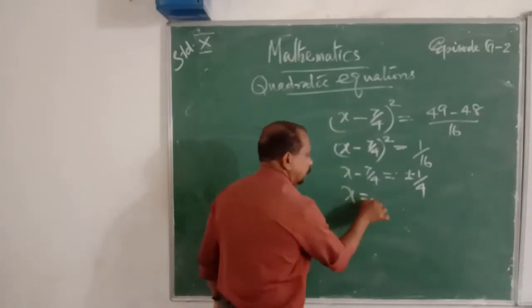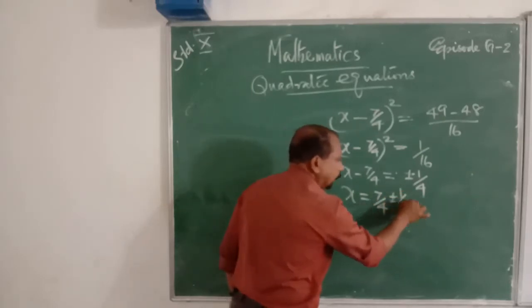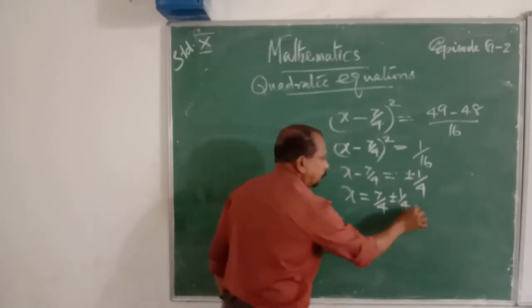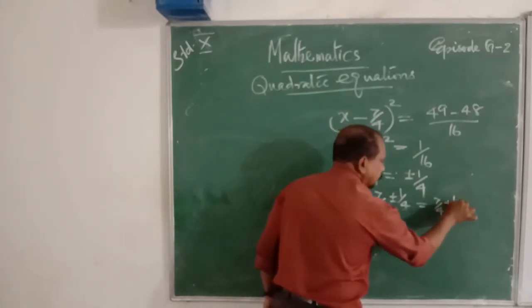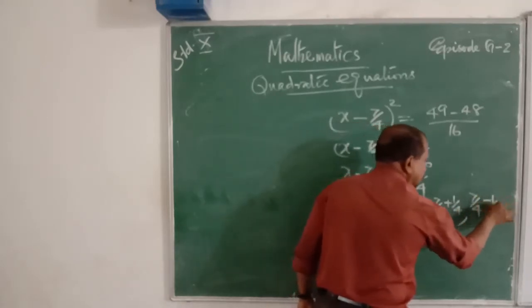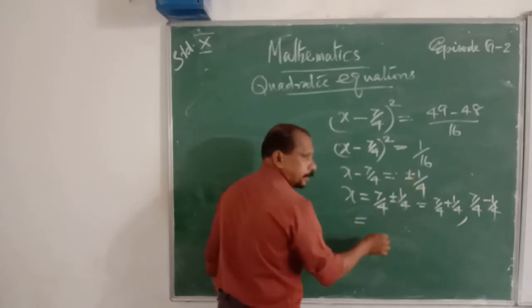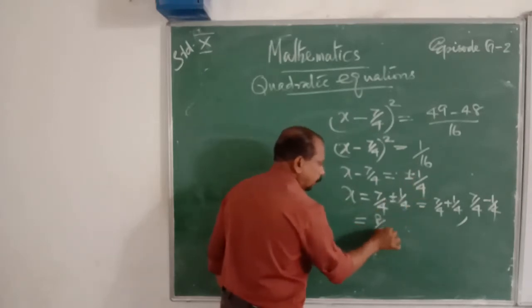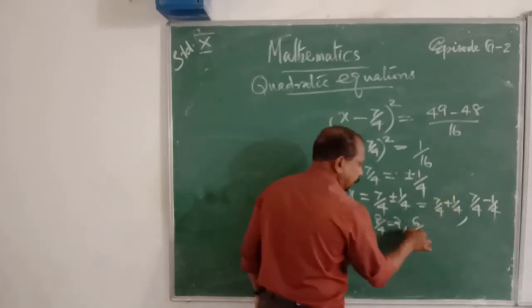That is, x is equal to 7/4 plus or minus 1/4, which is equal to, there are two values: 7 by 4 plus 1 by 4, comma, 7 by 4 minus 1 by 4. That is equal to 7 plus 1, 8, 8 by 4 is equal to 2, and 7 minus 1, 6 by 4.